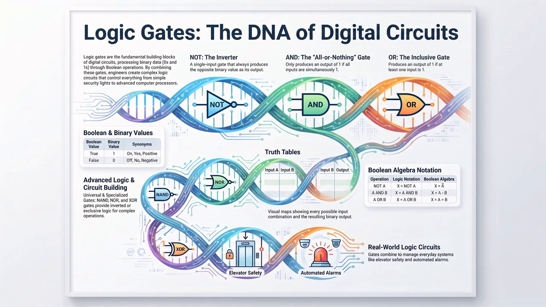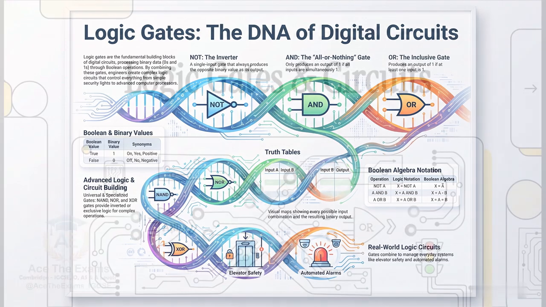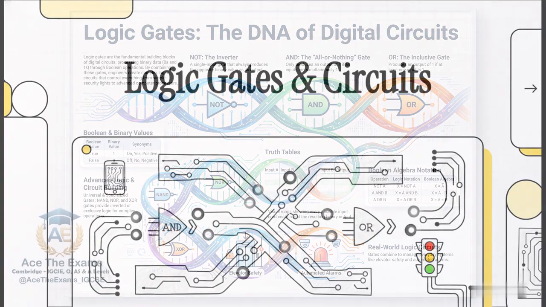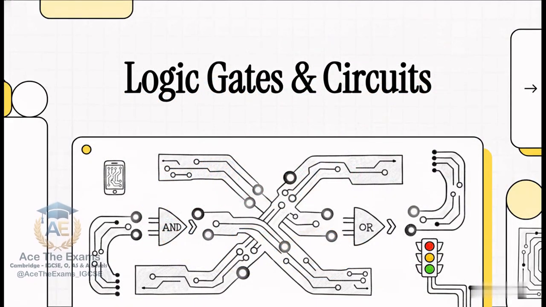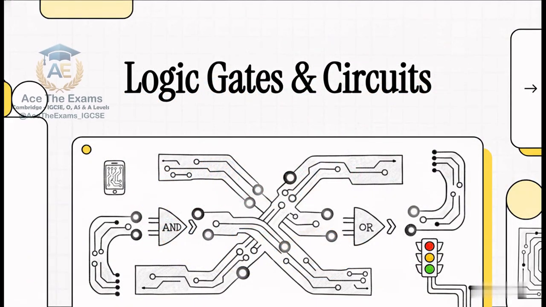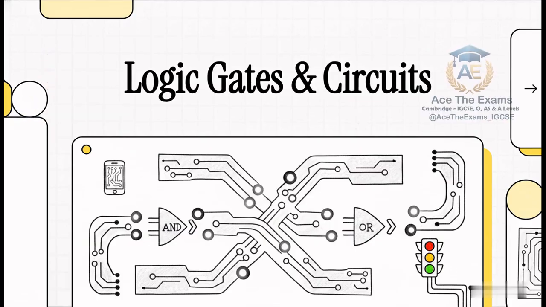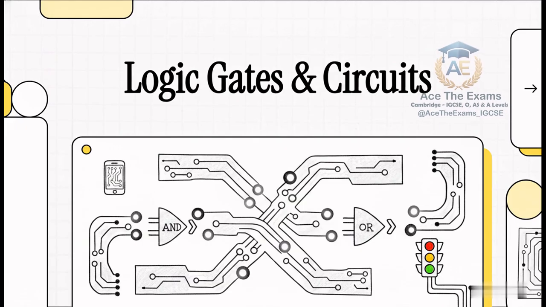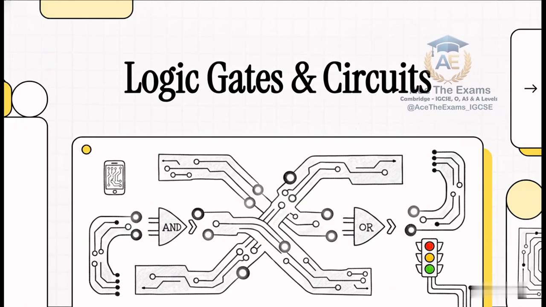Welcome back. If you're studying for your Cambridge Computer Science exams, whether that's syllabus 0478, 0417, 2210, or 9618, you've probably realized by now that some topics literally make or break your final grade. Today, we're targeting one of those high-value, high-mark topics, logic gates and circuits.